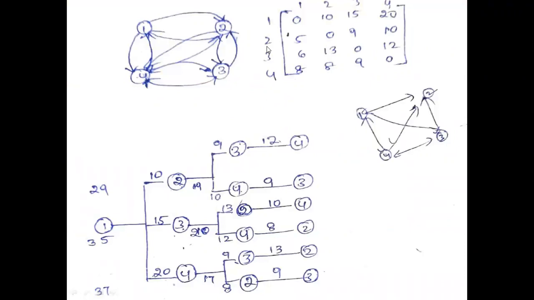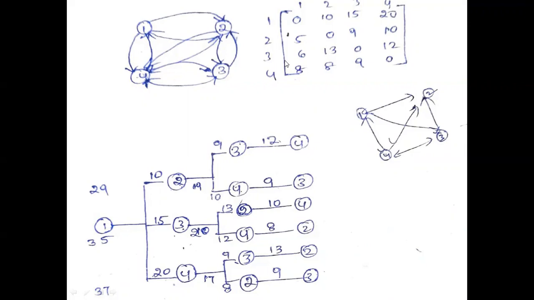From the second vertex, the first vertex is already visited, so the next nearest vertex is the third vertex. 2 to 3 is 9, 2 to 4 is 10. So the nearest vertex from the second vertex is the third, with distance 9. So 10 plus 9 is 19, and we reach the third vertex.